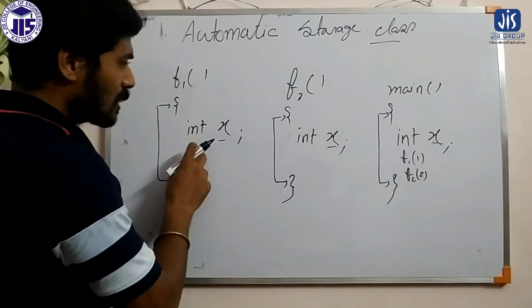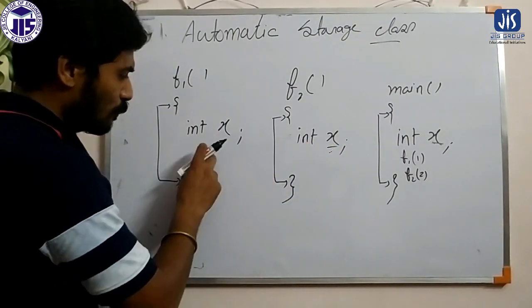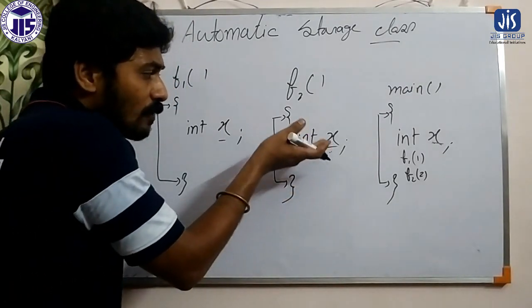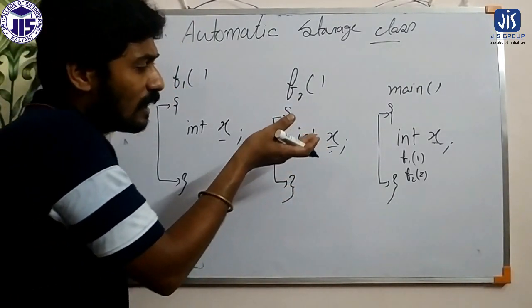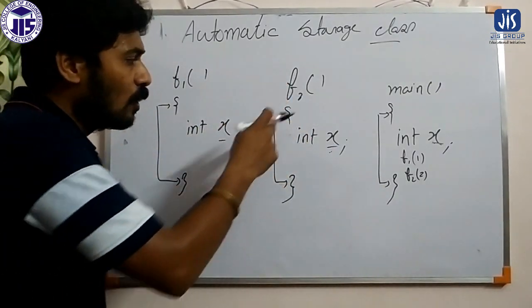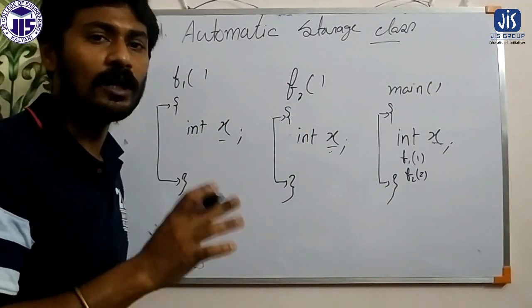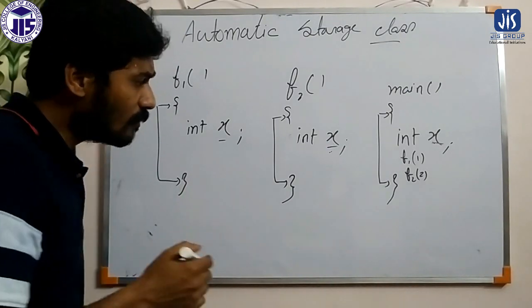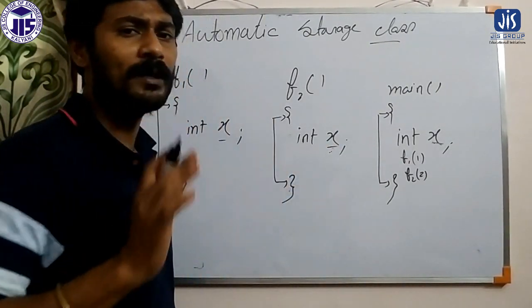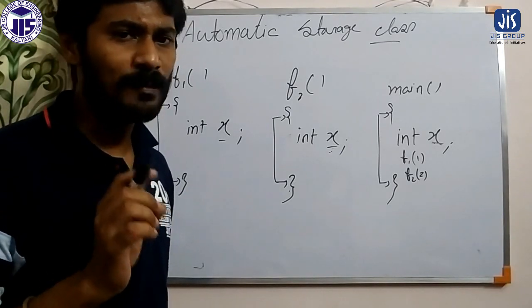From this function you cannot access this x variable, because this is the rule of the automatic storage class. If we declare a variable within a block, that variable will be available within that block only. Here we create the variable. As soon as the function ends, that particular variable will be destroyed.